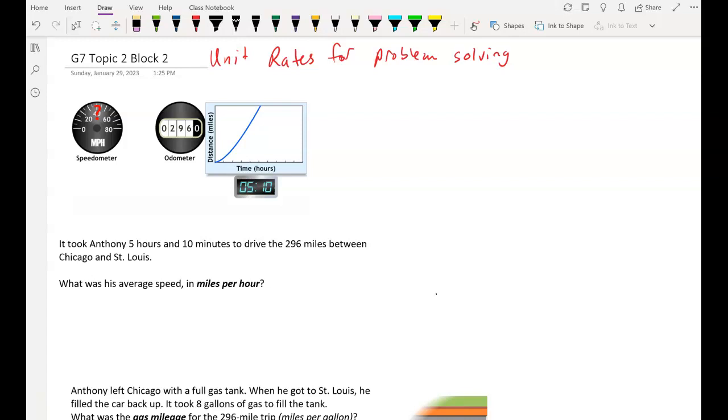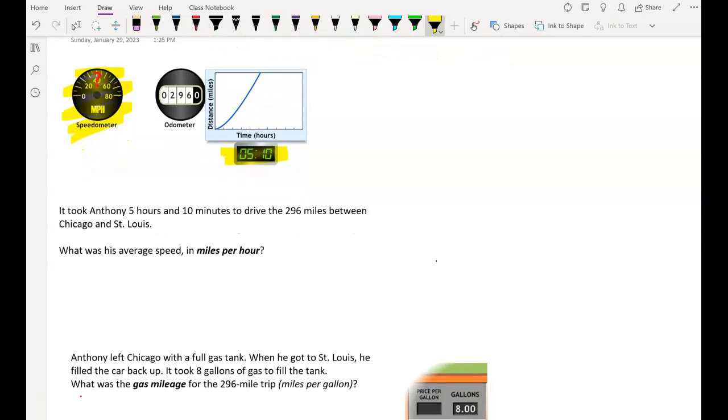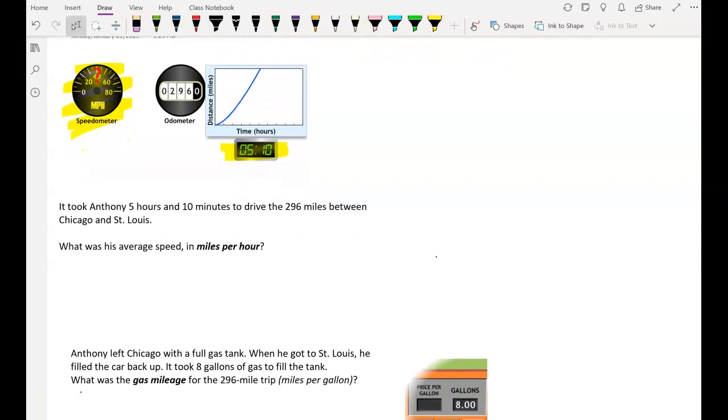You see we've got a speedometer with a question mark in it, and an odometer. Now an odometer tells you how many miles your car travels, and it can be reset for trips. It took Anthony 5 hours and 10 minutes to drive 296 miles between Chicago and St. Louis. We want to know what was his average speed in miles per hour.